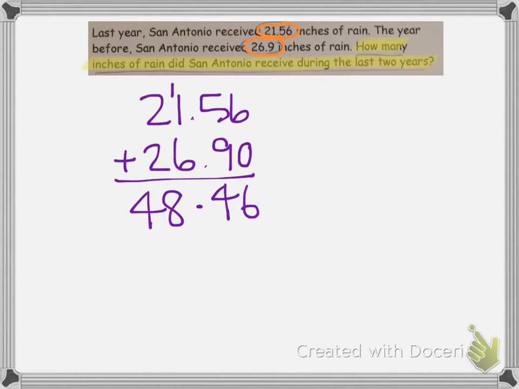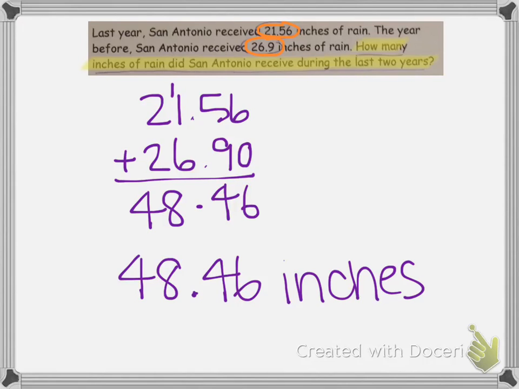So my answer is 48.46 inches of rain. Let's try another one.